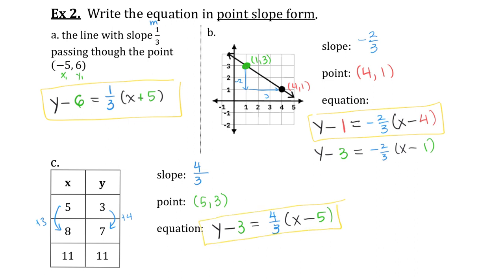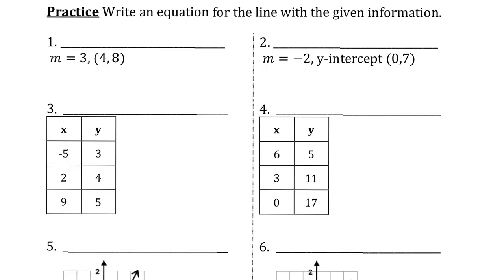So I'm using this as my point slope equation. This is not the only answer. I could have used (8, 7). I could have used (11, 11). They're all equivalent. So if I had used (8, 7), it would be y minus 7 equals 4/3 times x minus 8. If I had used (11, 11), it would be this one. And if I were to change all of these to slope intercept form, I would get the same answer. So I chose to do this answer, but this answer and this answer are equally correct. So do whichever one comes to you or looks easiest to you.